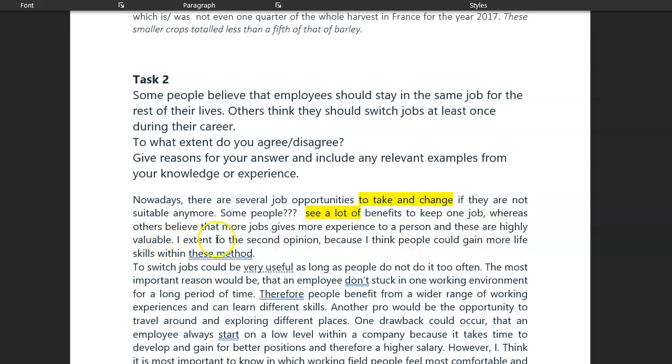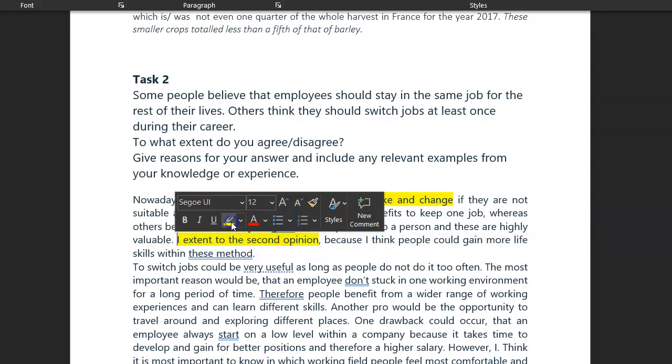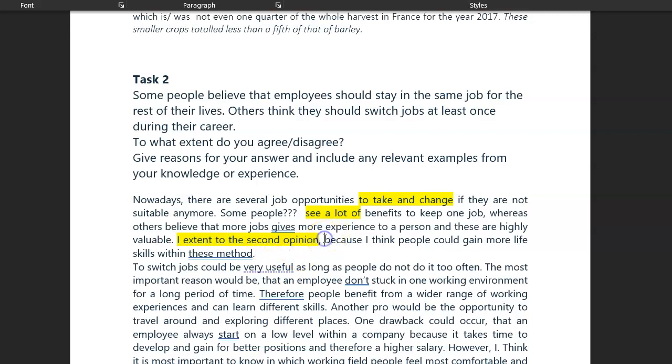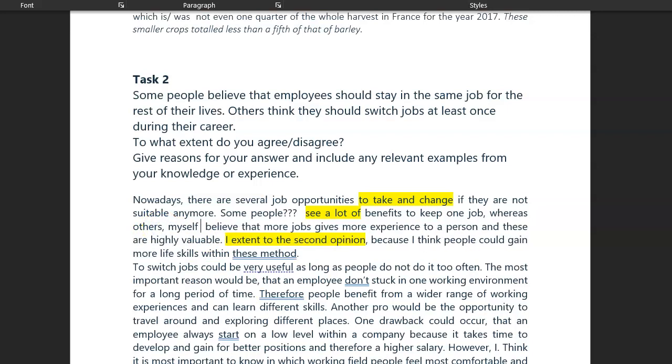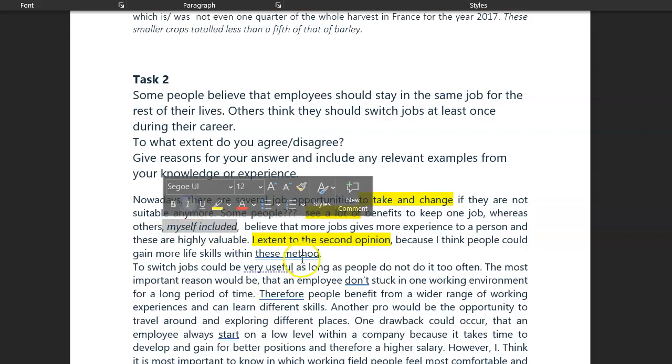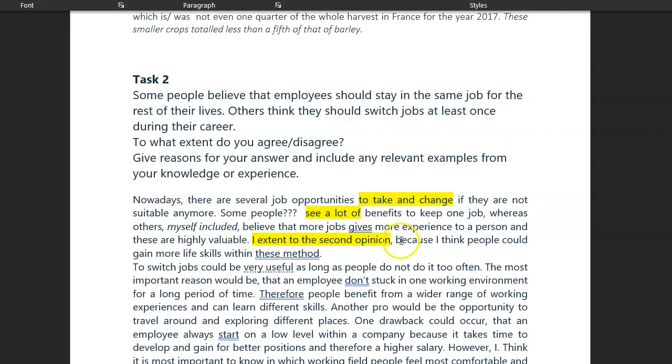Good. I extend to the second opinion. Okay, I wouldn't use that. I extend to doesn't exist. So you could say whereas others, myself included, you could put that, would be quite neat. Or you have to just say, I agree that, and something. And don't say the second or the first. It's really confusing. So I agree that having more experience, or I agree that learning from different jobs is beneficial because people can gain life skills. Okay, nice. But now it says give reasons.